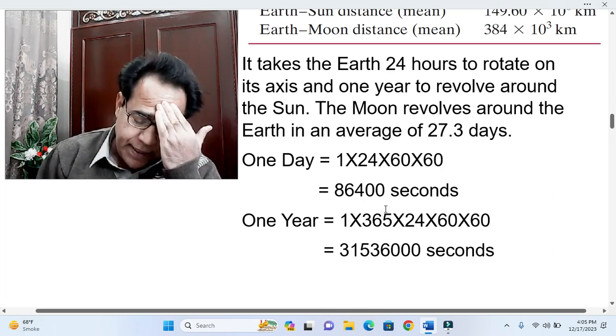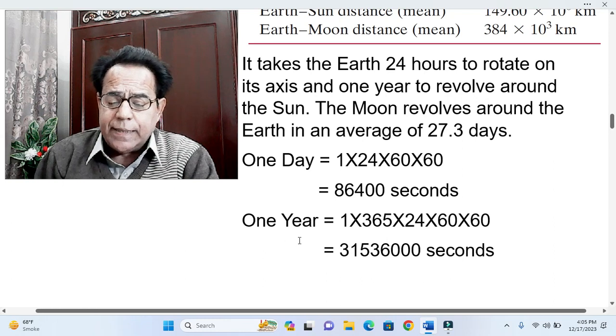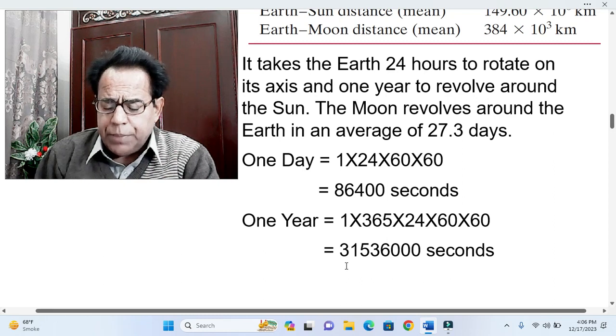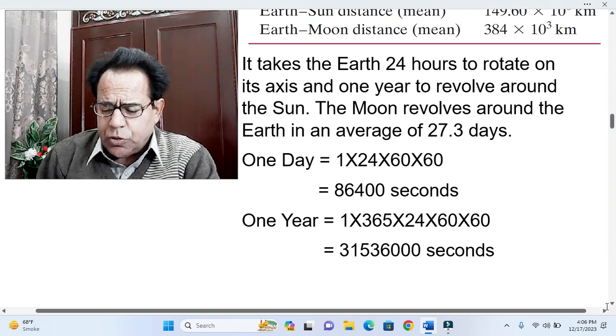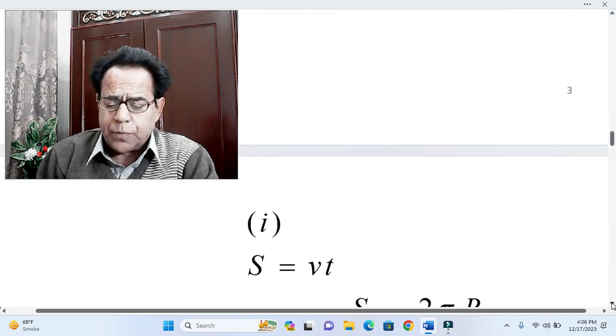So 1 day in terms of seconds is equal to 86,400 seconds. Similarly, 1 year is equal to 1 into 365 days into 24 hours into 60 minutes into 60 seconds, and in this way 1 year in terms of seconds becomes equal to 31,536,000. Now we are going to solve our problem in a formal manner.